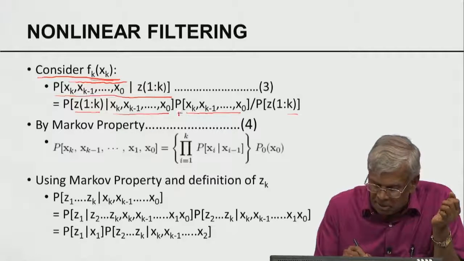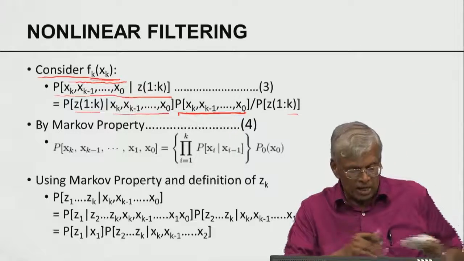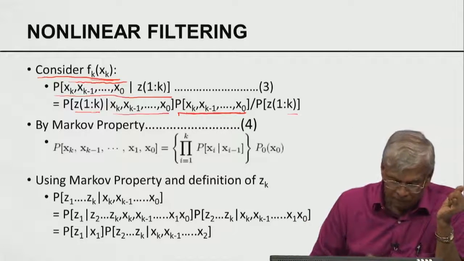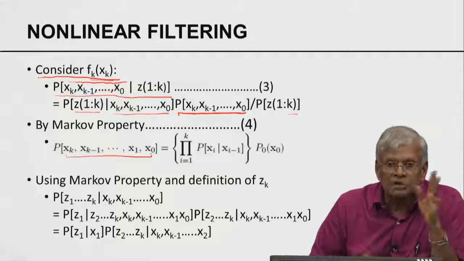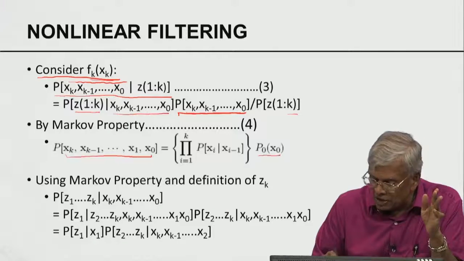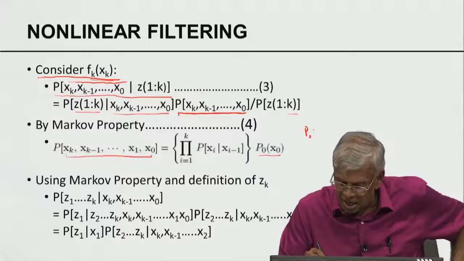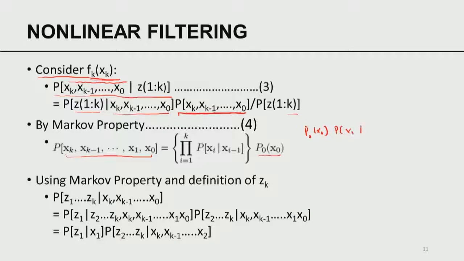I'm going to express this probability, which is the probability of the trajectory starting from x naught to xk. We have already seen using the Markov property the joint probability of the trajectory is given by p naught of x naught, then p of x1 given x naught, then p of x2 given x1, all the way up to p of xk given xk minus 1. So what does it tell you? This is the probability of observing a particular trajectory of the system starting from x naught. It is simply the product of the transition probabilities that define the path times the initial distribution.